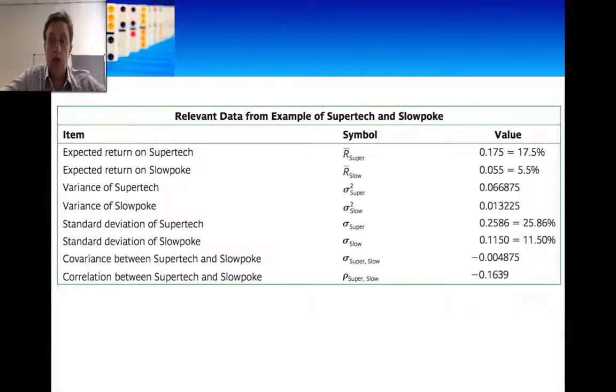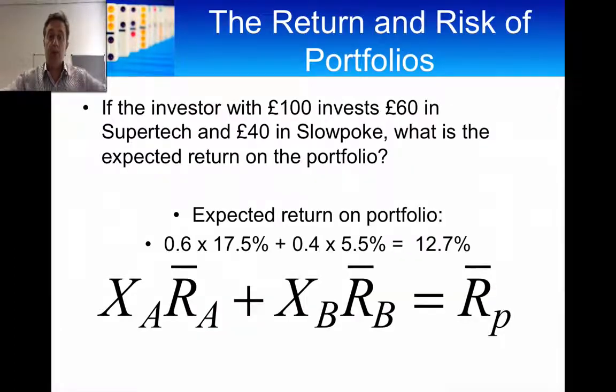Now we're going to use this data to find the expected return in a portfolio of the two securities and also the variance or the risk of the portfolio of the two securities. We have to start off by saying that we're going to invest so much in one of the securities and so much in another security. We're going to start off by saying that we have £100, and we're going to split that £100 into £60 going into Supertech and £40 going into Slowpoke.